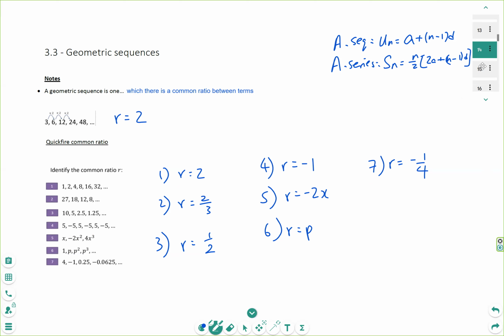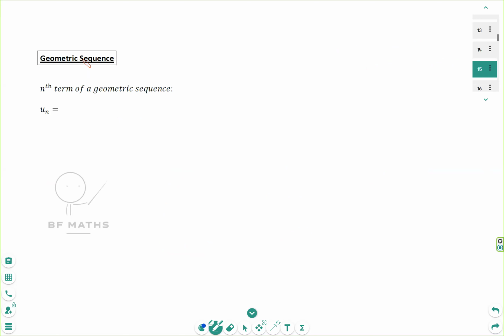So here are the ratios. Now for the geometric sequence, the nth term, again, another formula: un equals ar to the power of n minus 1. So now you've learned the third formula. If you remember what I said, there are 5 formulas you have to learn. Here's the third one: un equals ar to the power of n minus 1, where r is the common ratio.